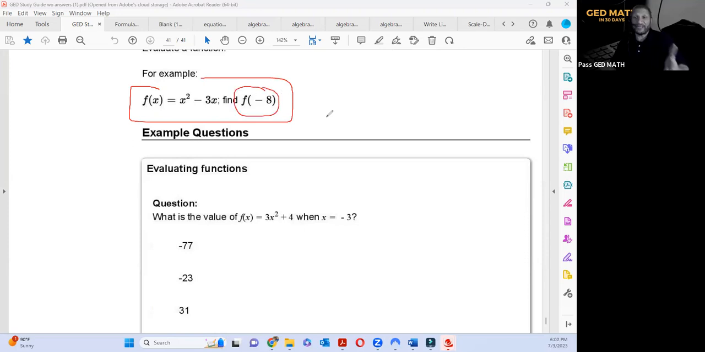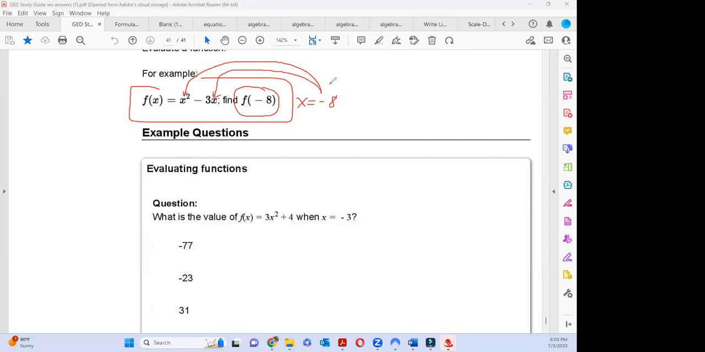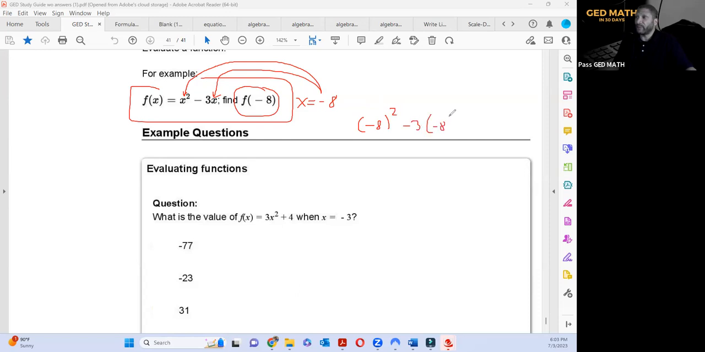This is f of -8. What this is saying is x is -8. So everywhere you see x, you put in the -8. My advice to you is, if it's negative, put it in parentheses. So -8 squared minus 3 times -8. We know -8 times -8 is a positive 64, plus 24 equals 88.